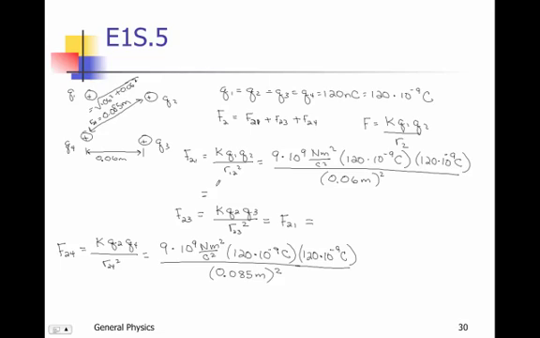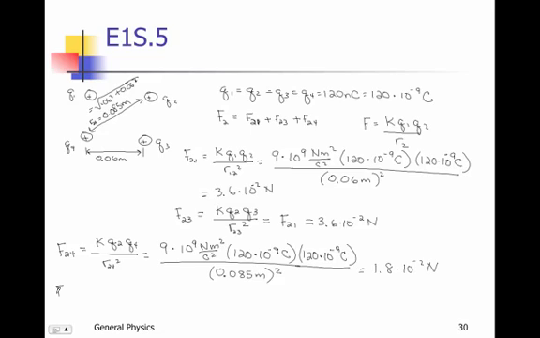So we find that if we calculate the force on charge 2 due to 1, we get 3.6 times 10 to the minus 2 newtons. And we get the same thing here. So we get 3.6 times 10 to the minus 2 newtons. When we calculate F24, we get 1.8 times 10 to the minus 2 newtons.